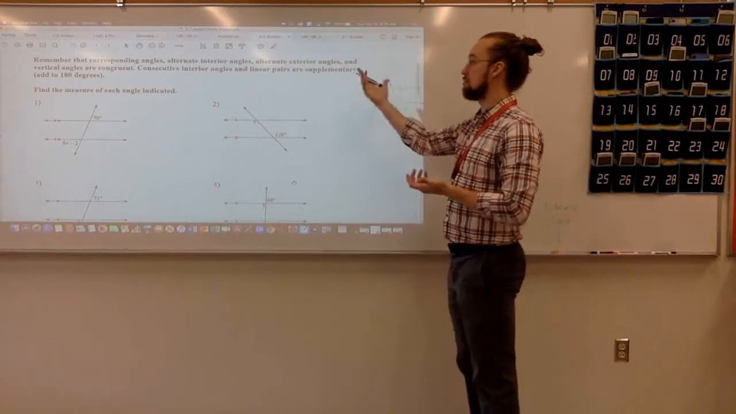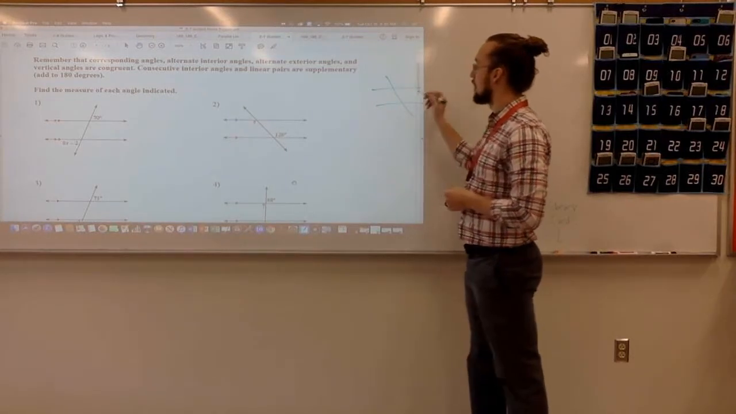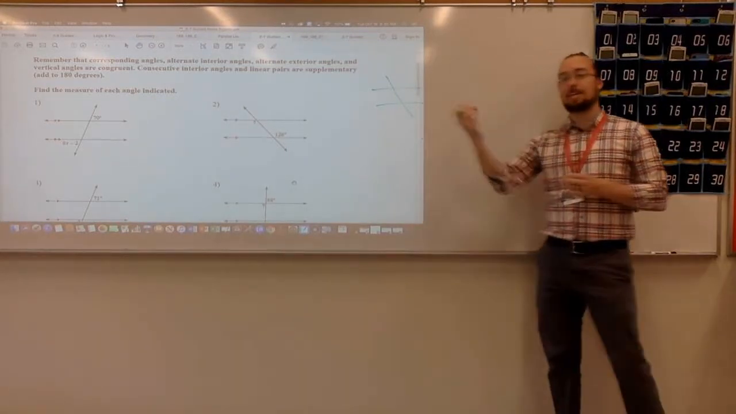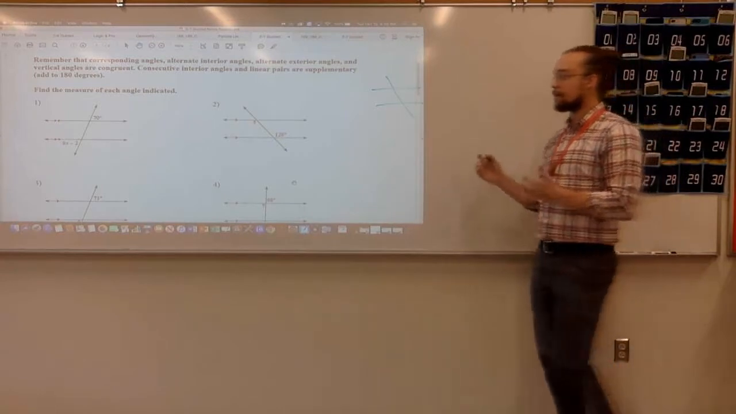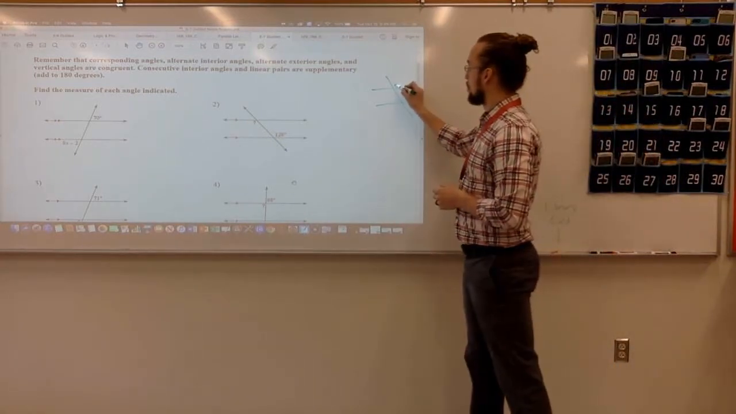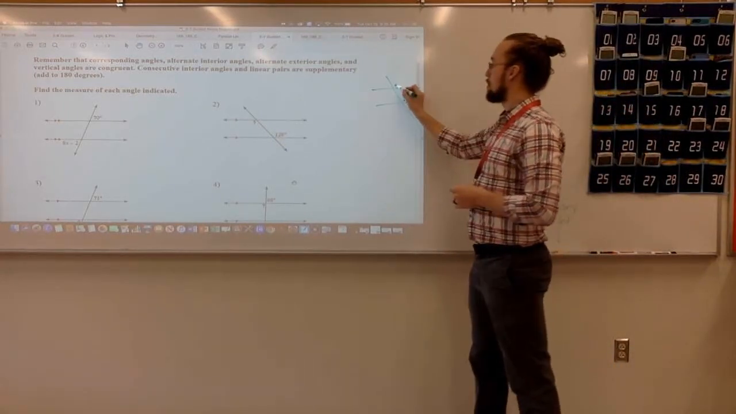Okay? Let's start with corresponding angles. Corresponding means in the same position, just on the other line. So these two angles would be an example.